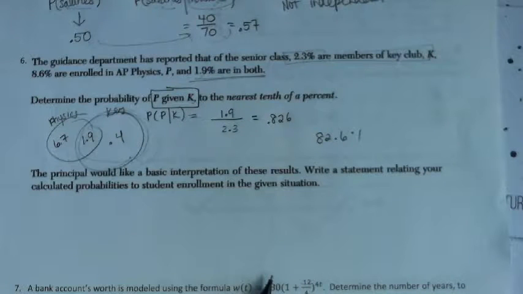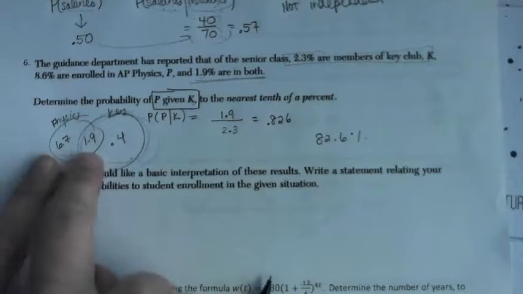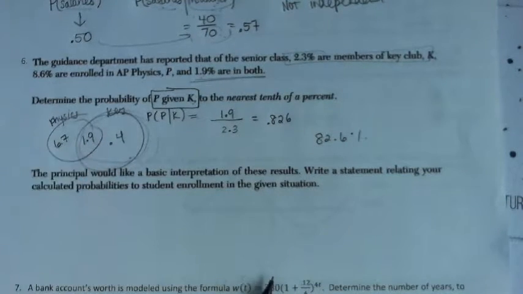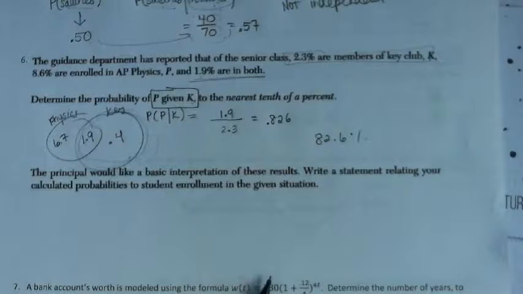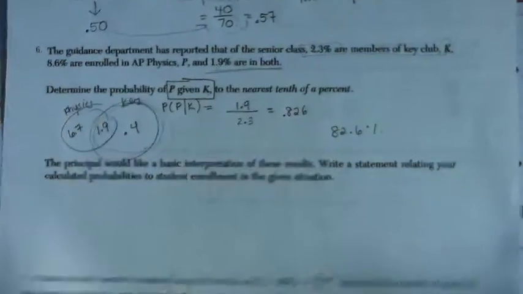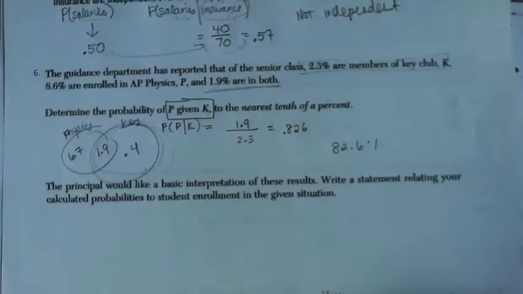If you're in AP Physics, that's like, what, 8.6%? Of those 8.6, only 1.9 are also in Key Club. So that's not as high. But if you are in the Key Club, there's an 83% chance that you're looking at someone. If you go to that Key Club meeting, 83% of those kids are also in physics, is the idea there. And that's kind of not what the basic interpretation was.